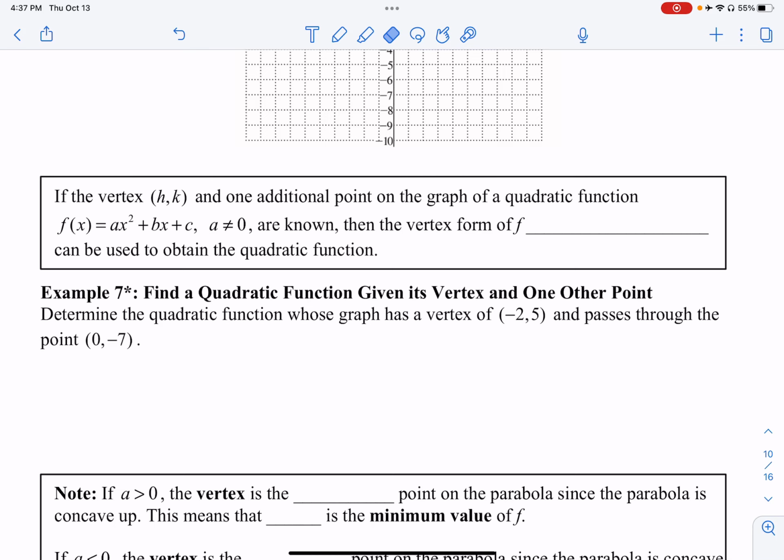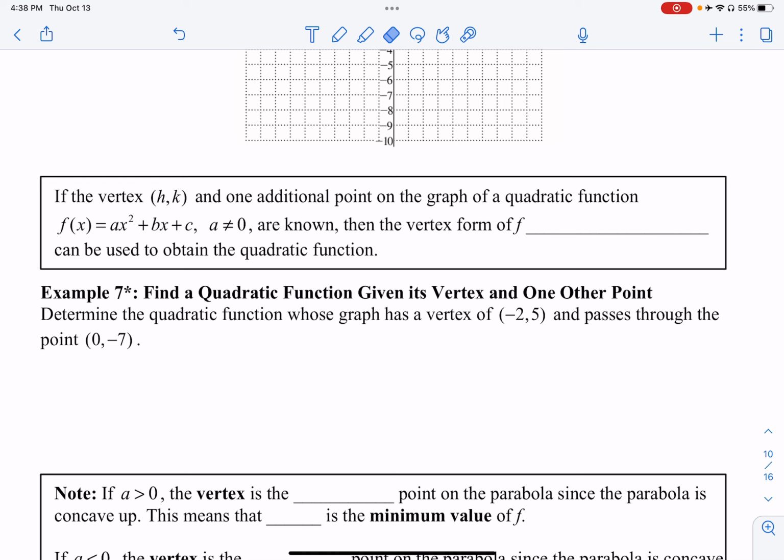Hello there. I wanted to go over really quickly a little bit more on the very end of the section about quadratic functions and their properties. We had worked through example 6, where we were graphing a quadratic function using its vertex, axis, and intercepts.